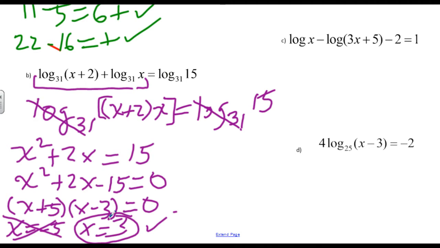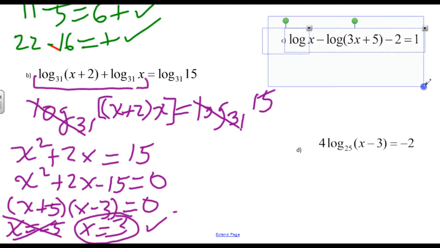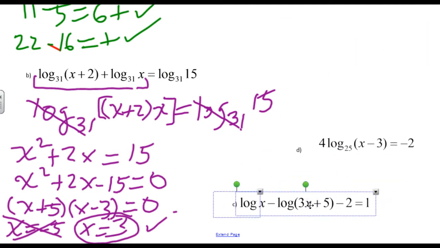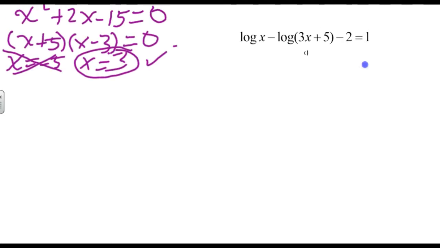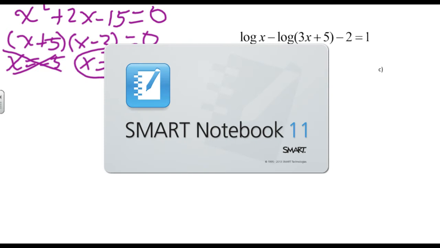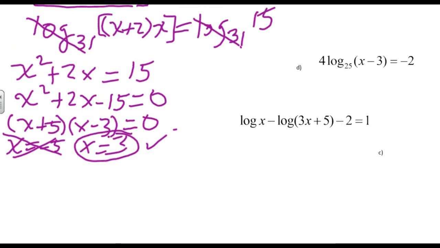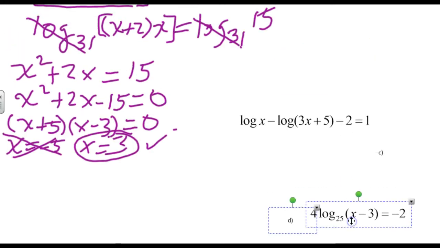Okay, now let's take a look at some more varieties of problems here. Let's take a look at the next example that I've got over here. I'll drag him down, extend the page, and let's take a look at the next problem. Let's see a couple problems and then we'll call it a day. All right.